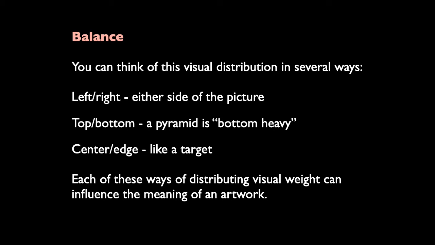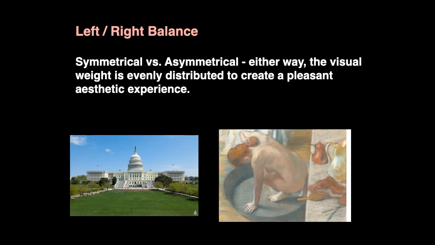For instance, a pyramid is a structure that's bottom heavy. The center to the edge could be another way of thinking about how visual weight is distributed, like in a circular composition or a target. Each of these ways of distributing visual weight can influence the meaning of an artwork. But it's the left-right balance that's most likely being referred to by the term balance.